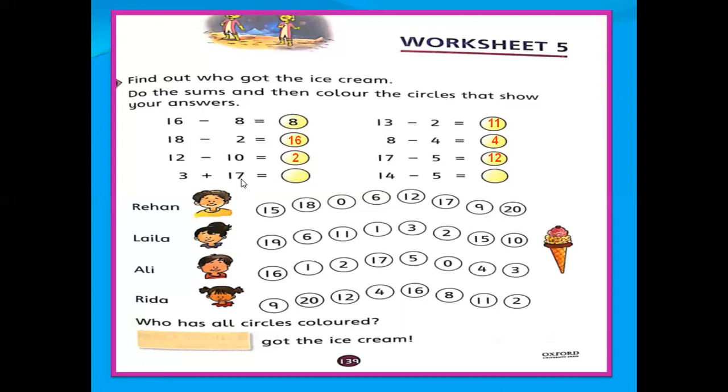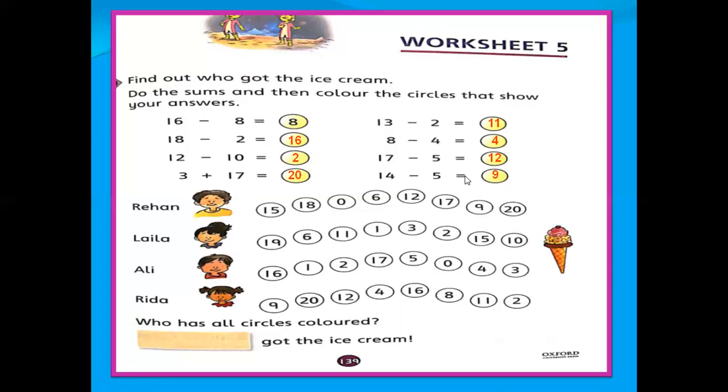3 plus 17. In 17, add 3. 18, 19, 20. Only one question of addition. 14 minus 5. So from 14, subtract 5. Answer is 9.